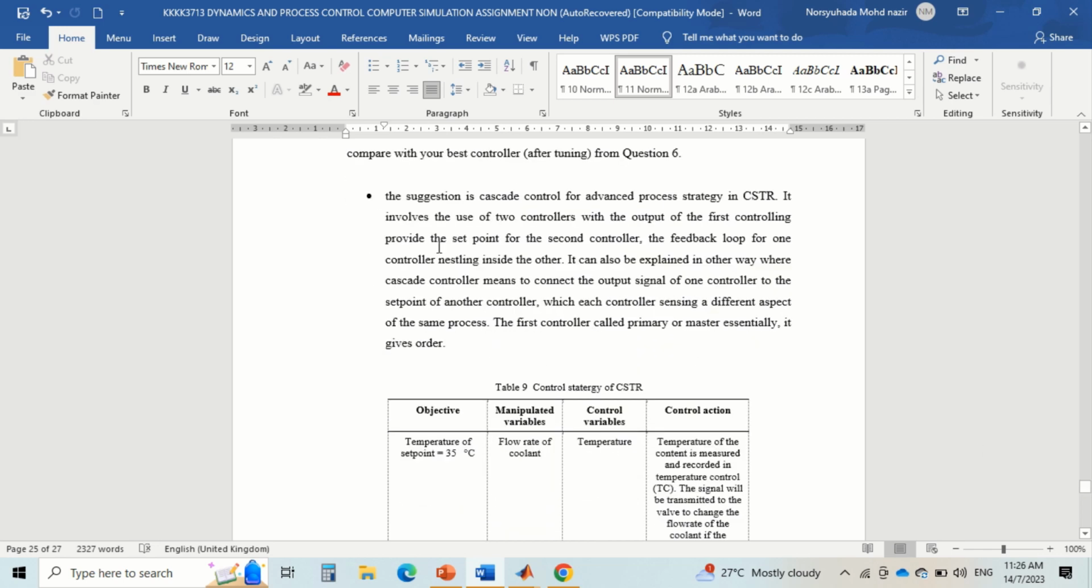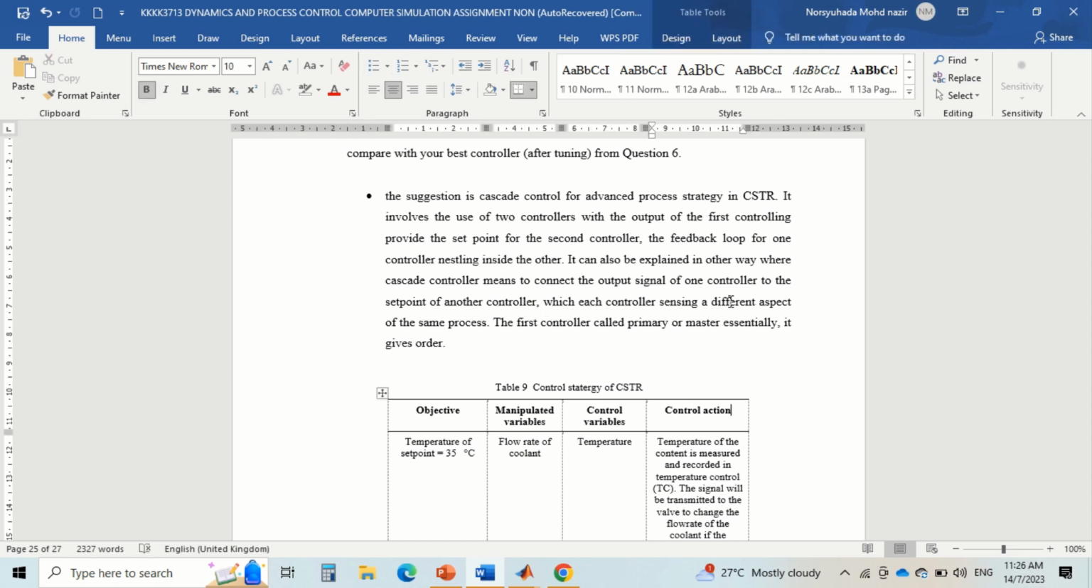My suggestion is the cascade control for advanced process strategy in the CSTR, since it involves the use of two controllers, with the output of the first controller providing the set point for the second controller, and the feedback loop for one controller nested inside the other. It can also be explained in another way, where cascade control means to connect the output signal of one controller to the set point of another controller, with each controller sensing a different aspect of the same process. Here is the control strategy of the CSTR.